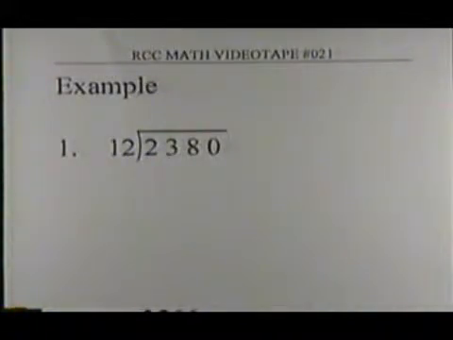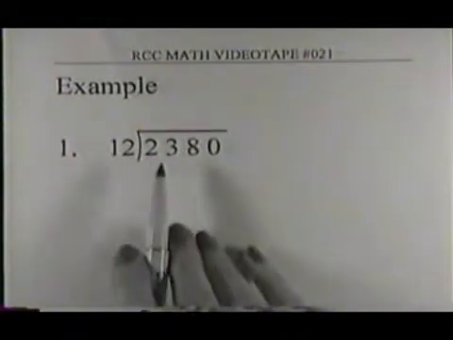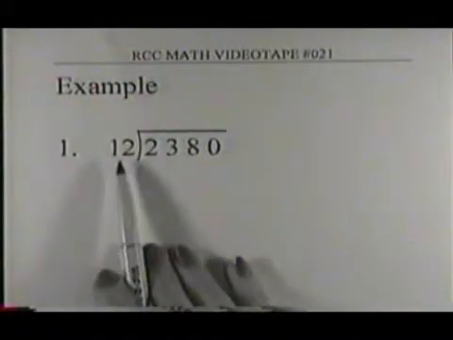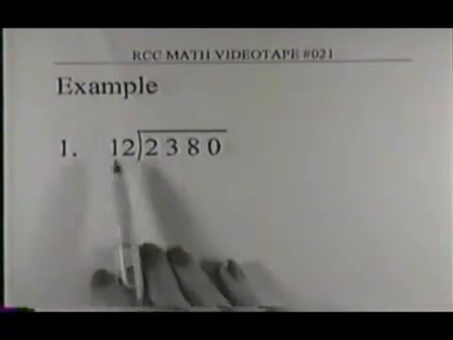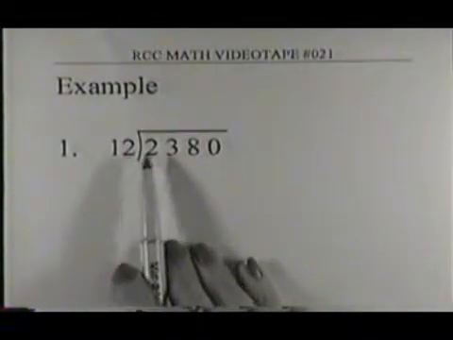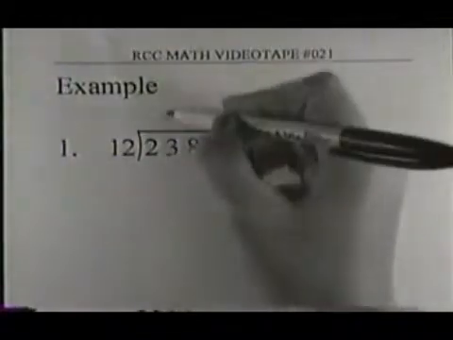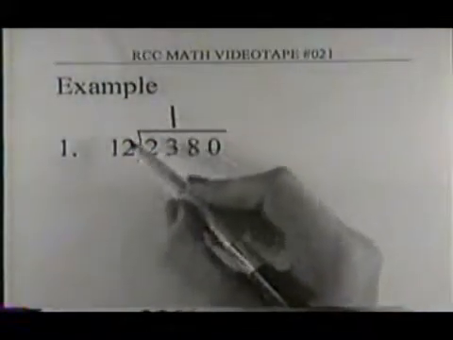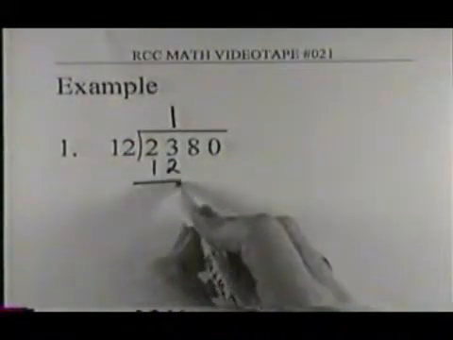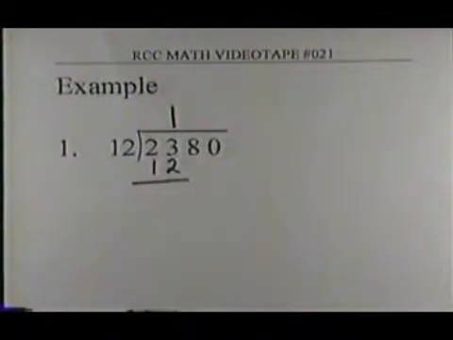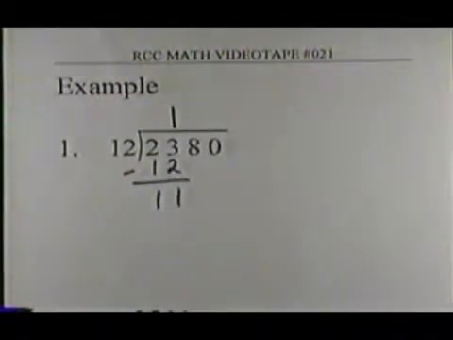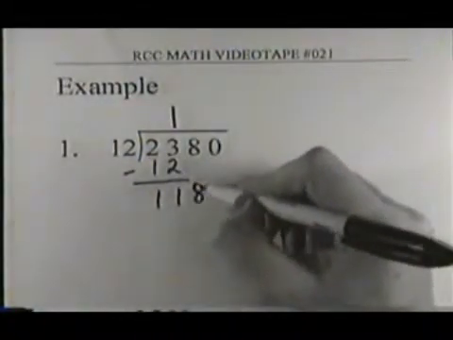Now consider the next example. 12 goes into 2,380. Okay, we start with 12 goes into 23 because 12 will not go into 2. So let's see, 12 will go into 23 1 time, so we put the 1 over the 3 since we're dividing into 23 at this point. 1 times 12 is 12. Then we subtract. 2 from 3 is 1, 1 from 2 is 1, and then bring down the 8.